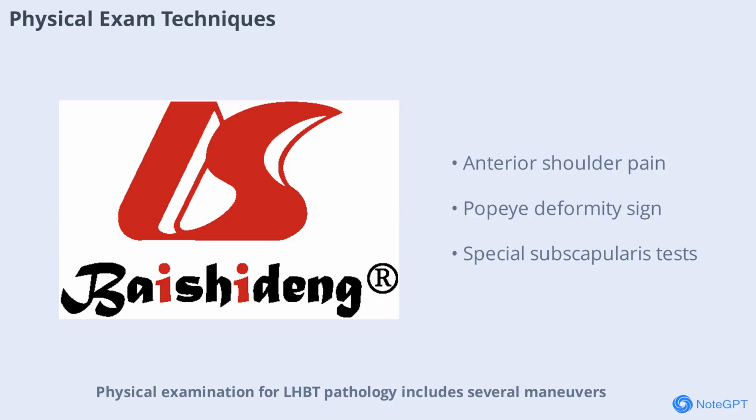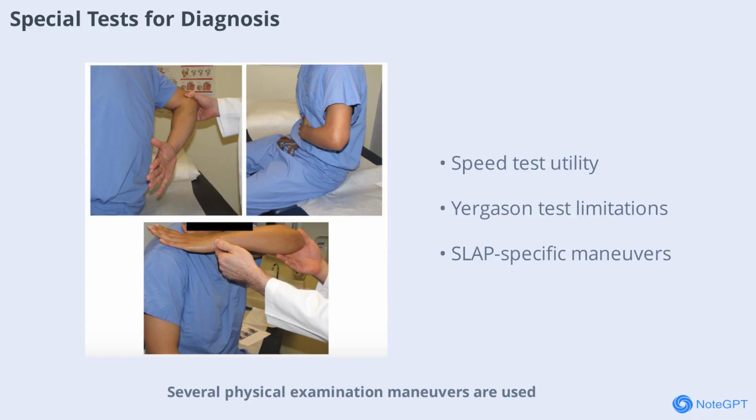Physical examination for LHBT pathology includes several maneuvers. Inflammatory changes often present as anterior shoulder pain radiating to the biceps, worsened by overhead activity. Instability may be detected by reproducible clicking or subluxation, often linked to subscapularis tears. Ruptures typically present with a tearing sensation, swelling, and the classic Popeye deformity. Special tests like the lift-off, belly press, and bear hug help assess subscapularis involvement, while direct palpation of the bicipital groove can localize pain.